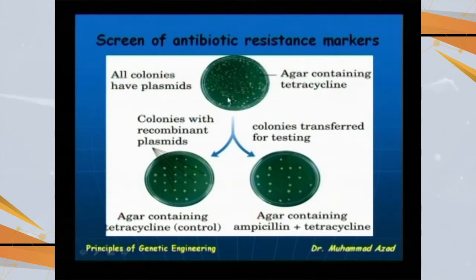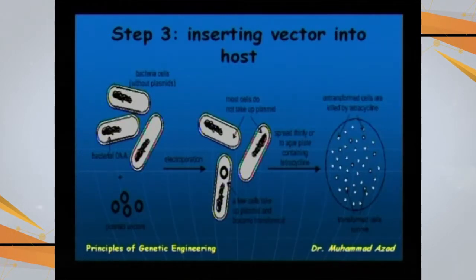If we grow these bacterial colonies with recombinant plasmid on media with tetracycline, some bacteria are not going to grow. Only those bacteria which are resistant to both of these are going to grow. So we are going to identify which bacteria have taken which plasmids.